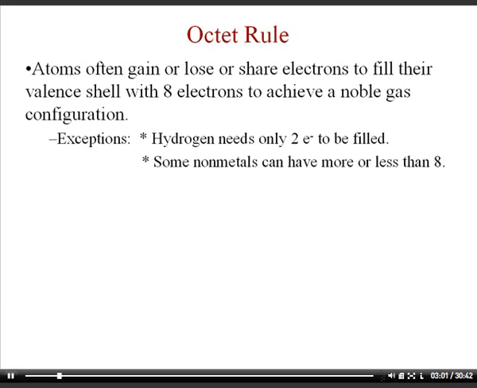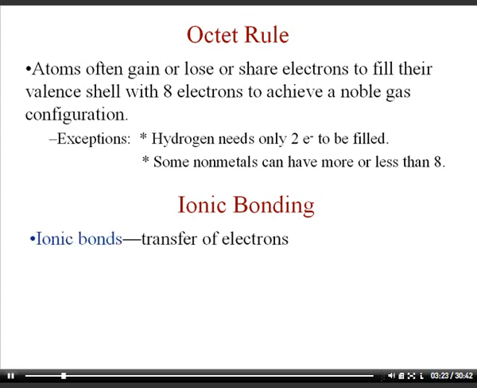Now some nonmetals can actually have more than 8 or less than 8. A notable exception is boron. I call him boron the moron. Boron only needs 6 electrons in its outer shell to be stable, so when it makes a molecule, it's only going to have 6. There are some more that have like 10 or up to 12 in some rare cases, and we'll talk about those later. Now we talk about what an ionic bond is.